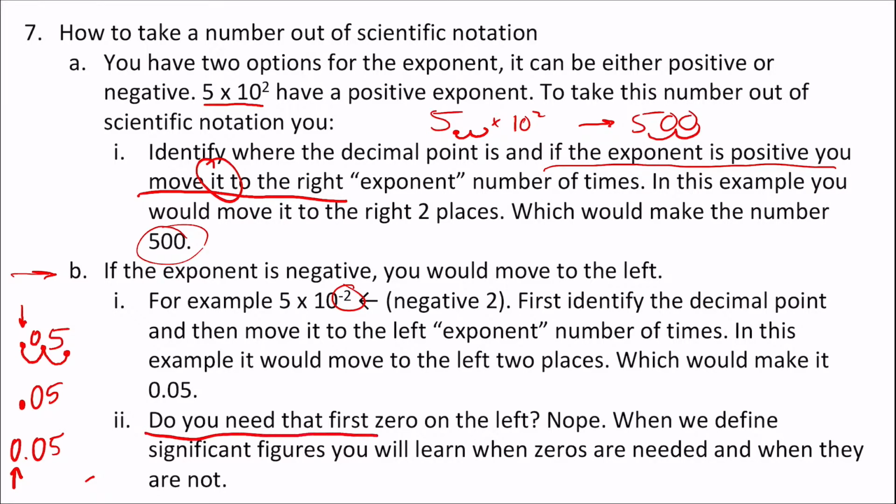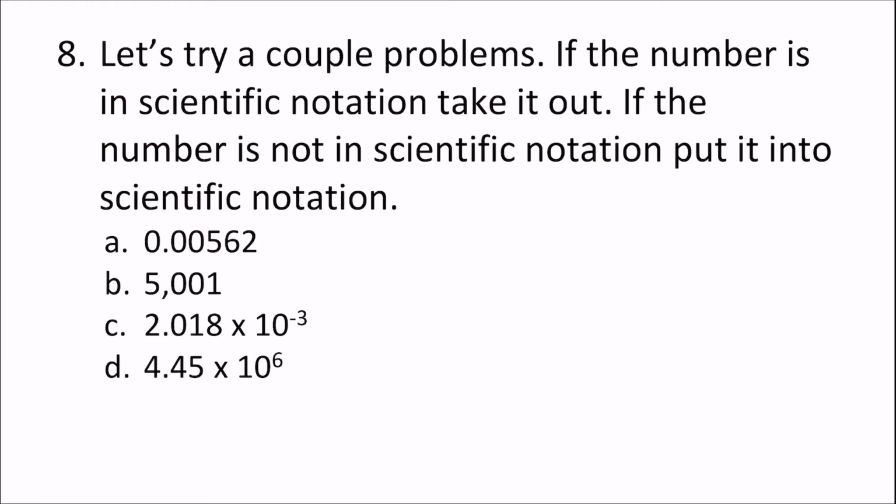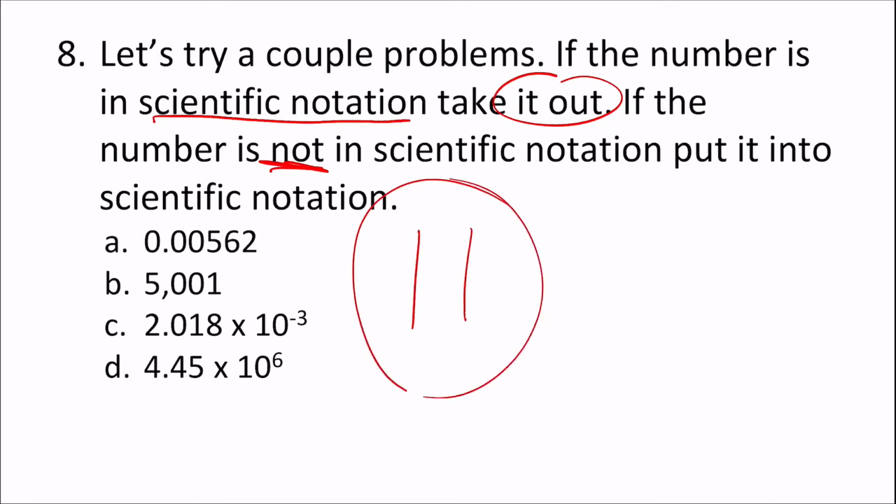So do you need that first 0 on the left? Nope. When we define significant figures, you will learn when zeros are needed and when they are not. Okay, so hopefully that helped you with positive and then with negative. All right, let's try a couple problems. If the number is in scientific notation, take it out. If the number is not in scientific notation, put it into scientific notation. All right, give it a try. Pause the video. Hit the pause button.